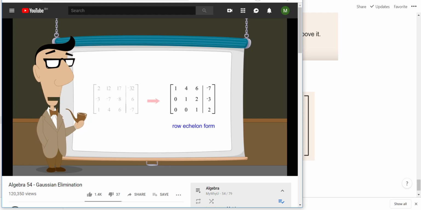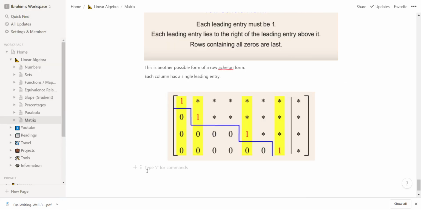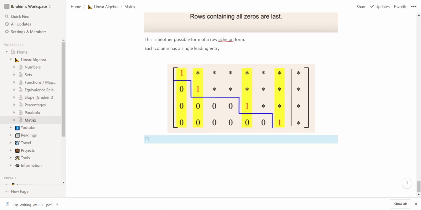The process which we just used to transform the augmented matrix into an equivalent matrix in row echelon form is Gaussian elimination. Now, we will see how the system of equations corresponding to this matrix can be solved using the process of back substitution.